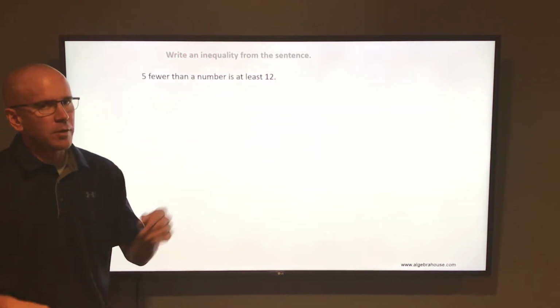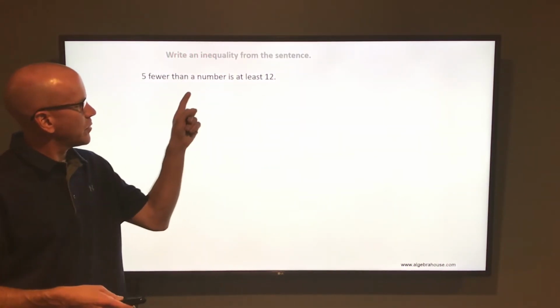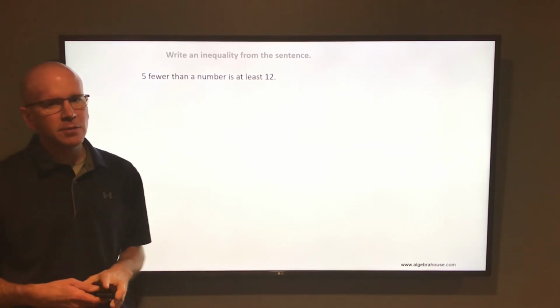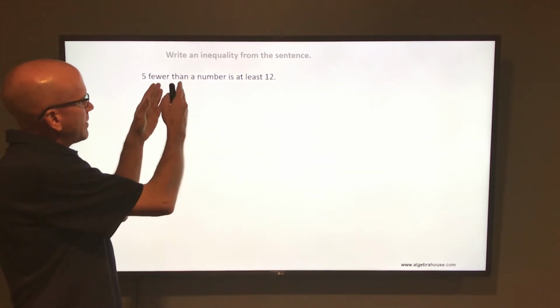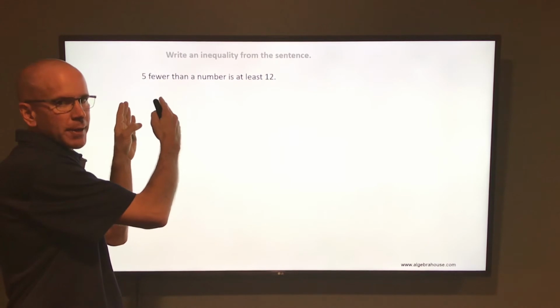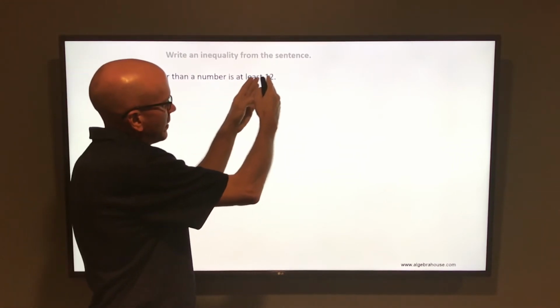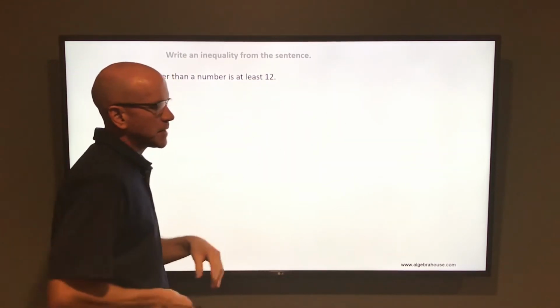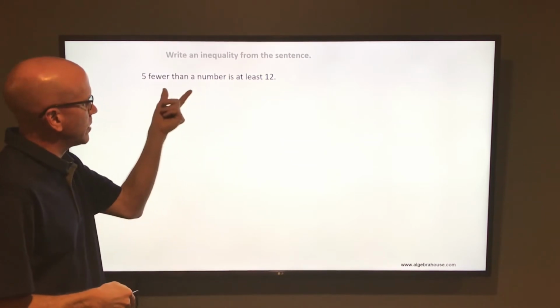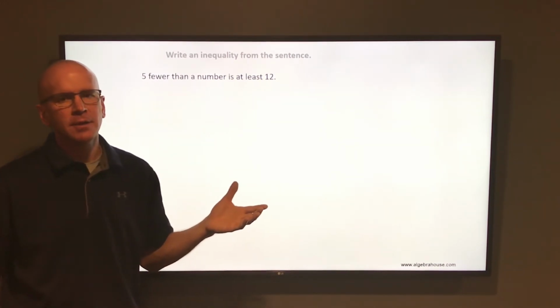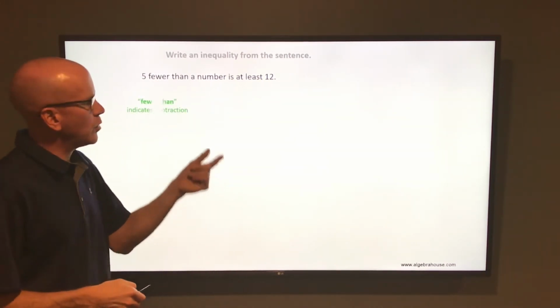Going to write an inequality from this sentence. 5 fewer than a number is at least 12. Well, 5 fewer than a number, you take that as one thing. Then is at least 12, you would take that as another thing. So 5 fewer than a number. Let's say your number was x. 5 fewer than x would be x minus 5.